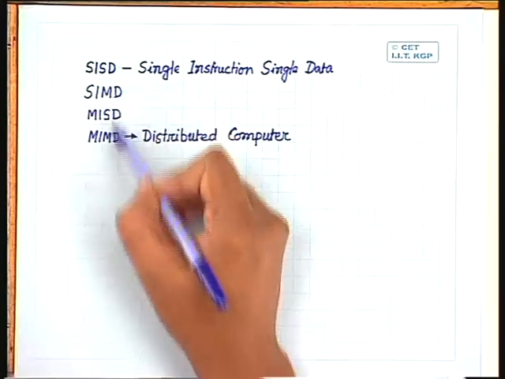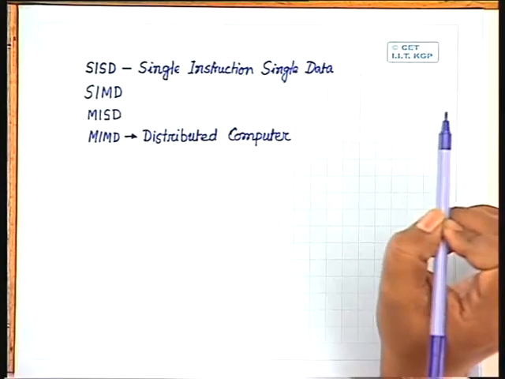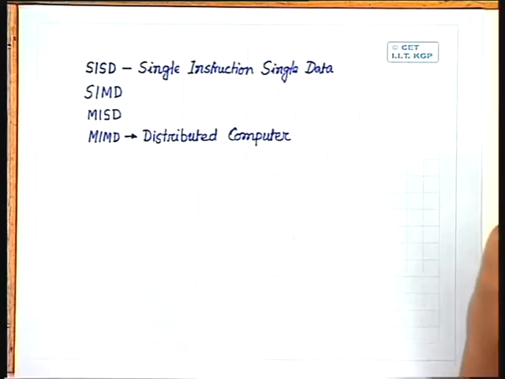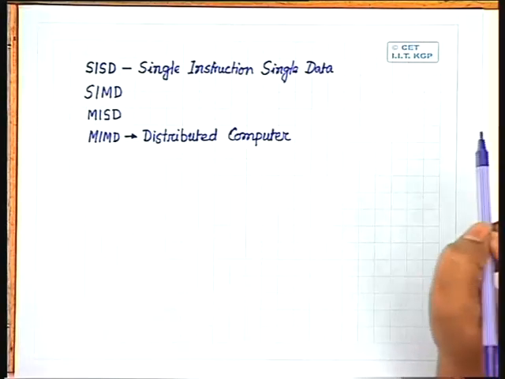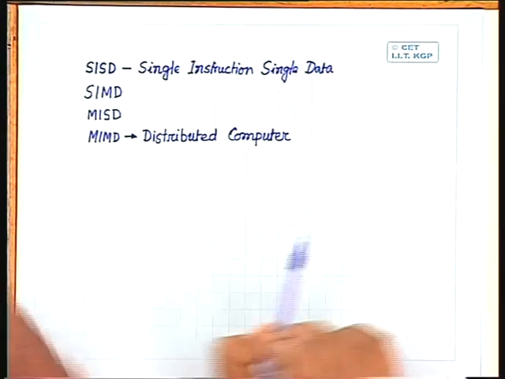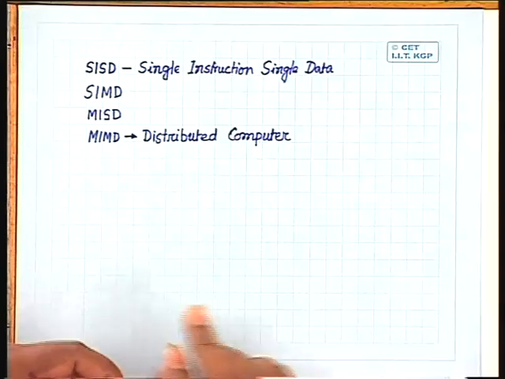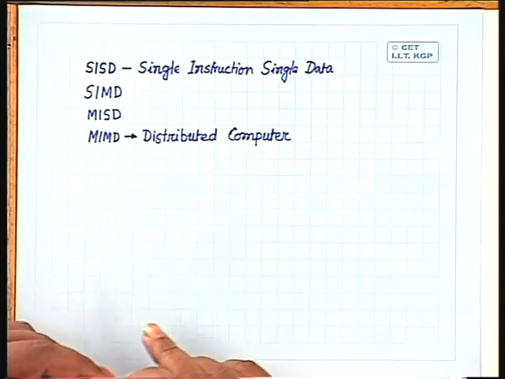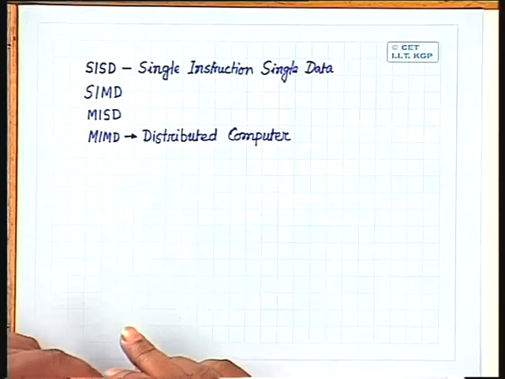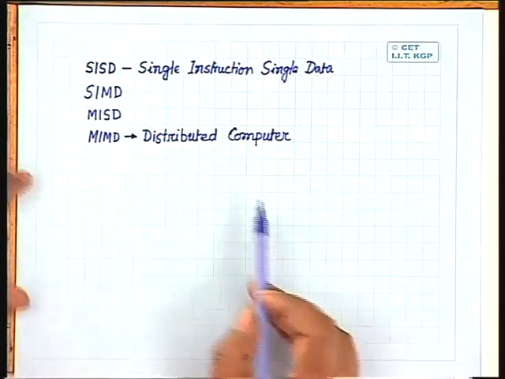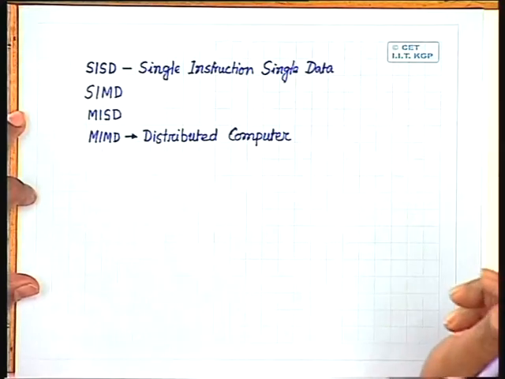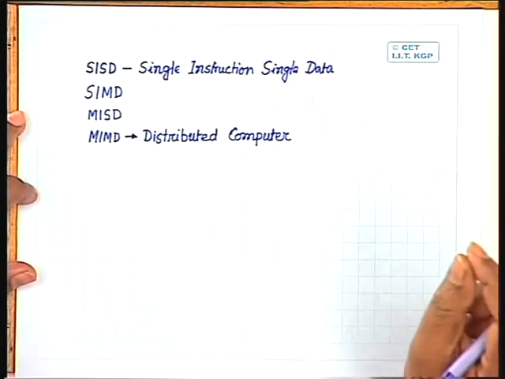We'll come to details on this later on, but for the time being, let us see why people have gone for all these different kinds of architectures. It is simply to improve the performance of the computer system. That means we want to do more amount of job in less amount of time. In order to do that, people have tried these different kinds of computer architectures.